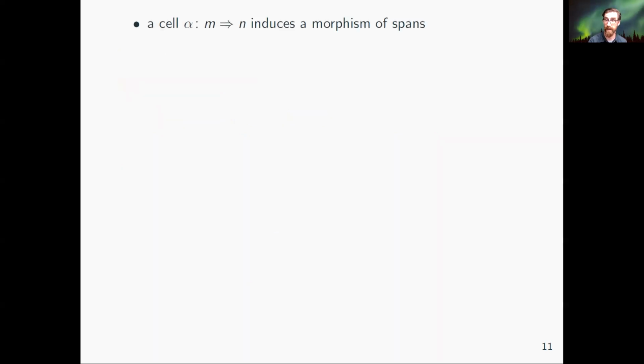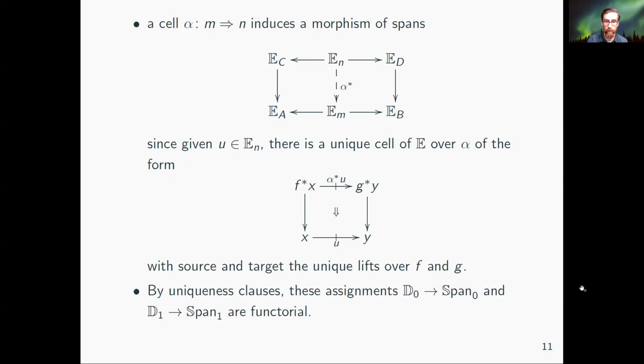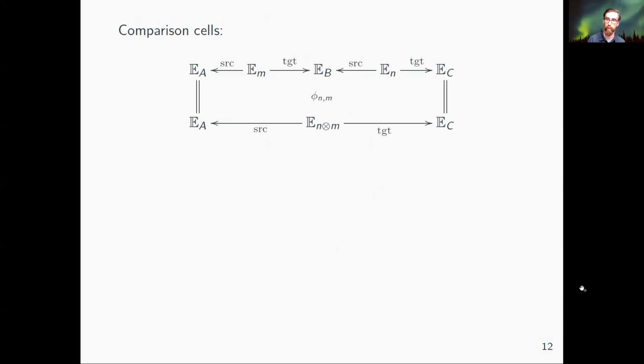And likewise, using the fact that P1 is a discrete fibration, any cell induces a span morphism that acts as a transition, well, function, but span morphism. Now, this is great. Uniqueness makes all these assignments functorial, but what we really need is the external laxity structure. And so, for example, just with regard to composition, we should be able to find a comparison cell for each pair of composable pro arrows of this form.